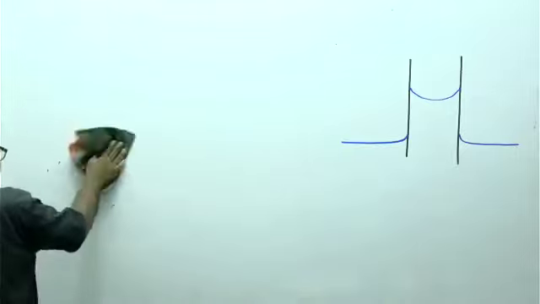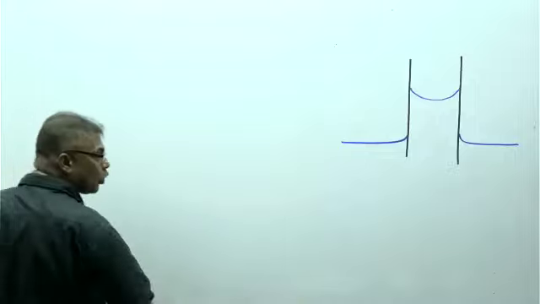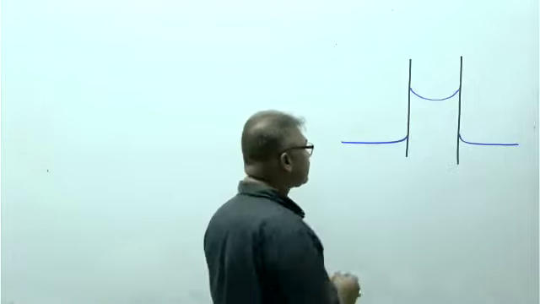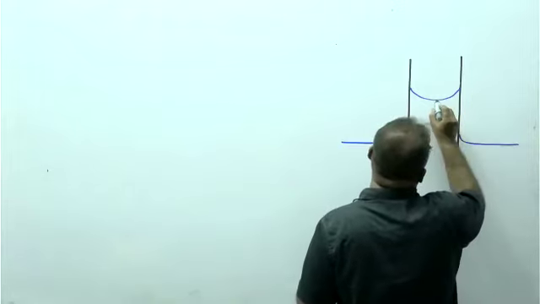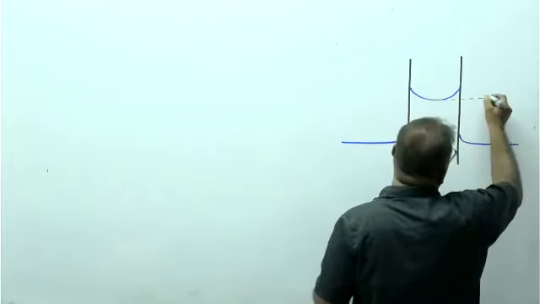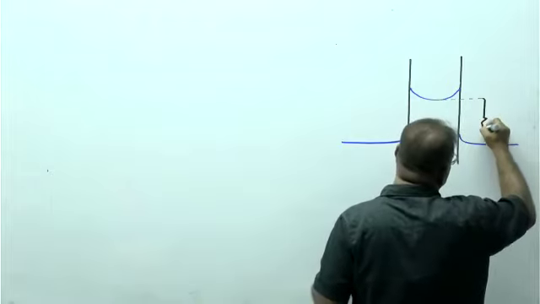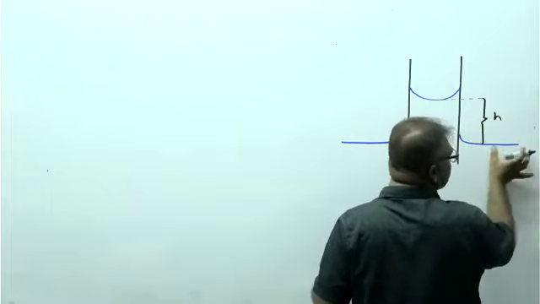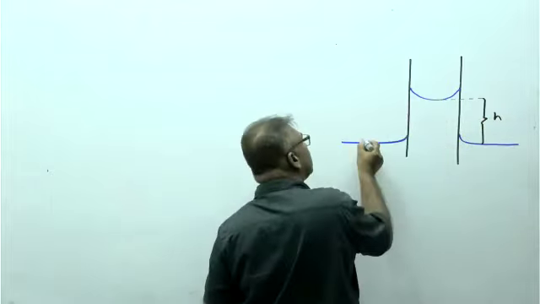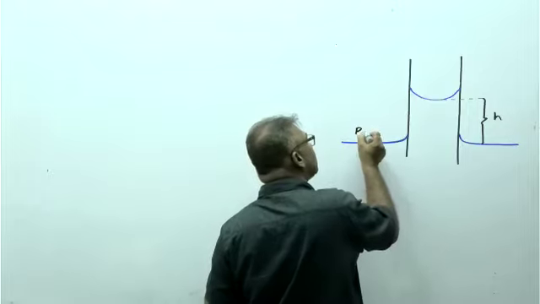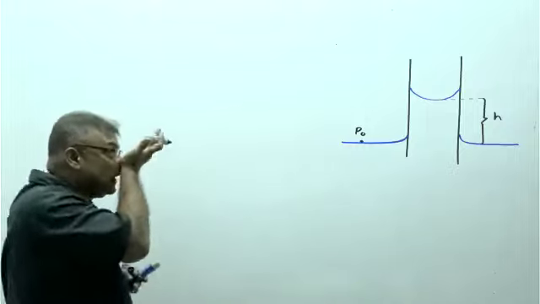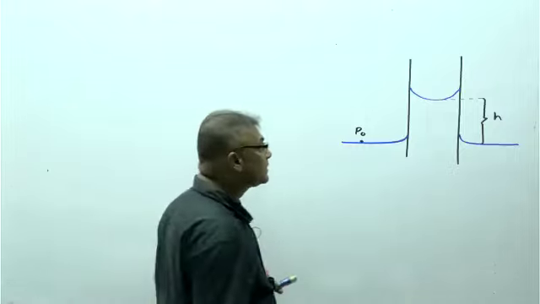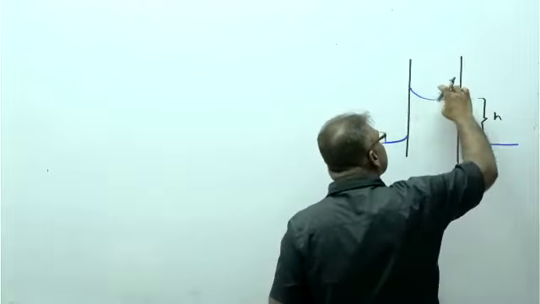Here we have a water meniscus, right? A water meniscus from the free water surface. We can say the capillary rise is H. Height is H. This is open to the surroundings. Here we have atmospheric pressure. This is the meniscus, right?